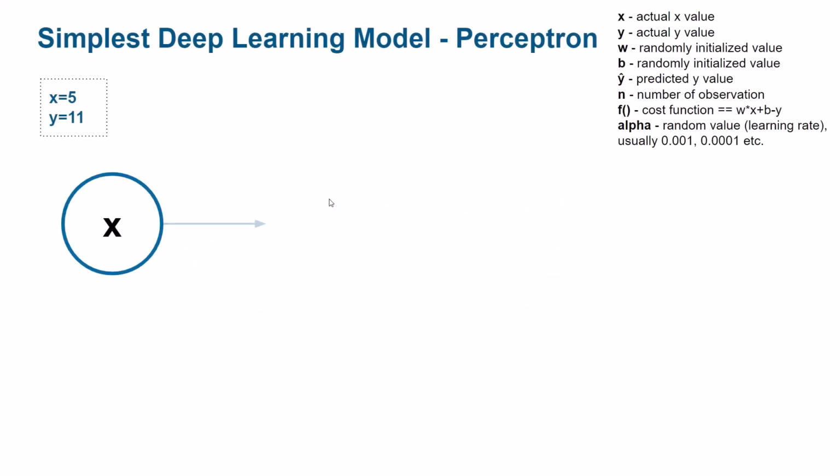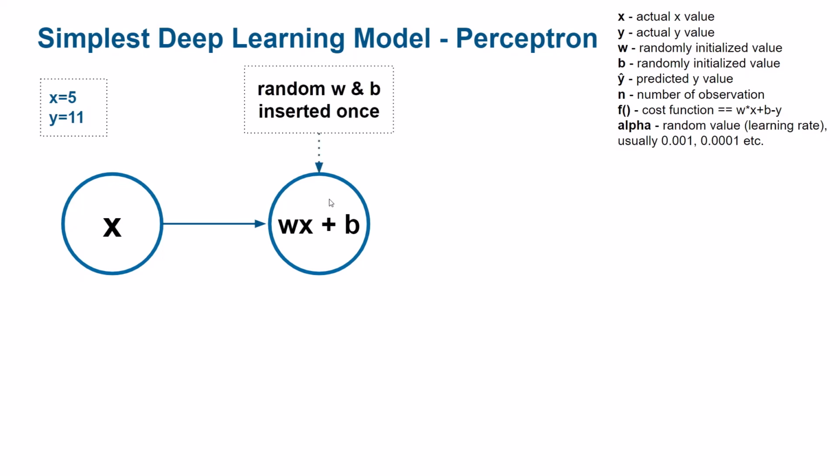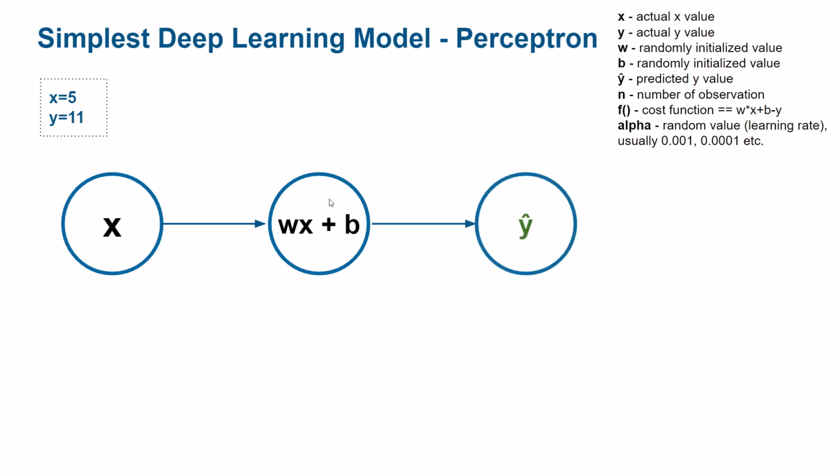So, we take our x value, multiply by w, and add b. But wait, where did we get w and b? They are just random numbers actually. So, we get some value which we call y hat, also known as predicted value. For making stuff simple, imagine that x equals 5, y equals 11, and y hat might be anything like 20, 100, or whatever.